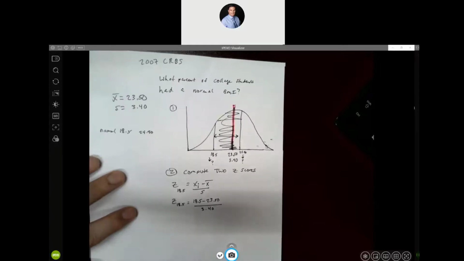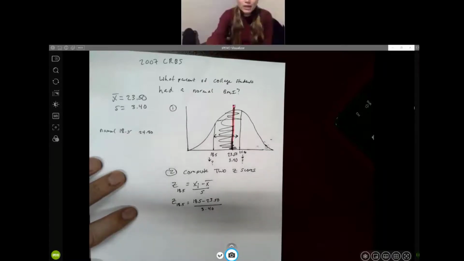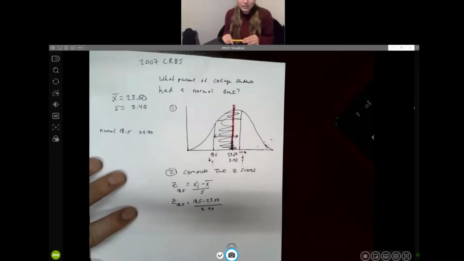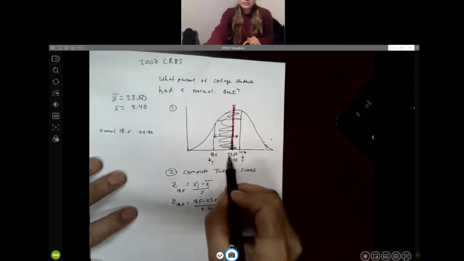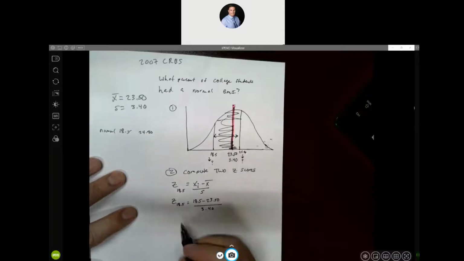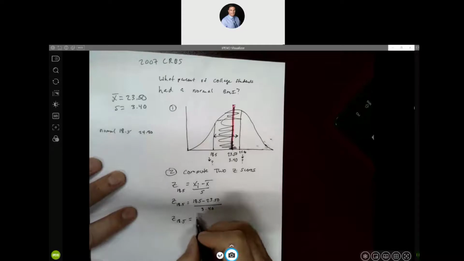Now, before we move on here, Nancy, is this going to be a positive or negative z-score? A negative. Why is it going to be negative? Because the x sub i is smaller than the mean. Right, because this score is lower in the distribution, lower than the mean. Very good.